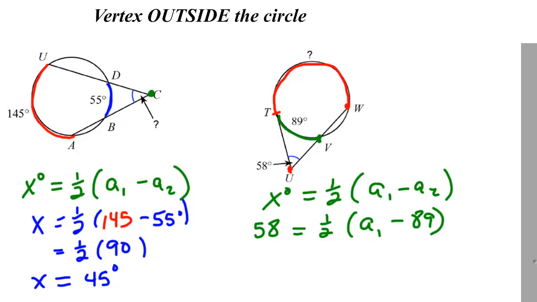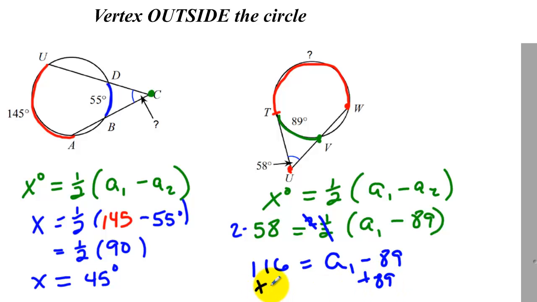Okay, so this is the kind where I think it's easier to multiply by 2 and clear out that 1/2. And then we just won't deal with the fraction at all. So we have arc 1 minus the 89. And over here, we're going to take 2 times 58, or 116. So last step, we're just going to add 89 on both sides. You know how to do the rest of this. Our final answer for our arc 1 is that total, or 205, I think. You better check my arithmetic there. Just adding those up.